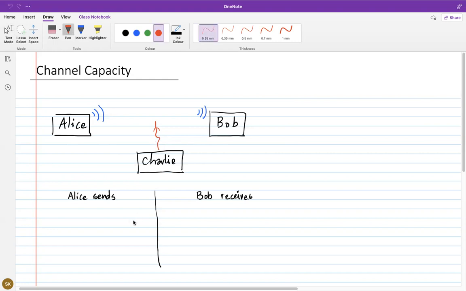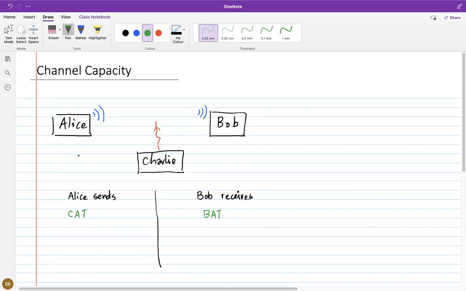For instance, let's consider the case where Alice sends the first message, and the message is cat. Because of the disturbance caused by Charlie in the environment, Bob receives this message as, let's say, bat. So there is an error at the first letter, and Bob decodes it to be bat.